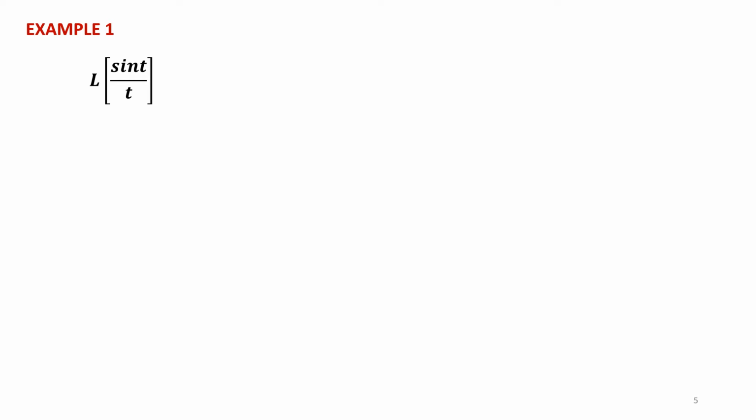So first example, find L of sine t divided by t. It is again division by t. So whatever is the function in the numerator, find the Laplace transform of that and then integrate between the limits s and infinity. Because division by t states that we have to calculate f of s and then integrate the function f of s between the limits s and infinity.